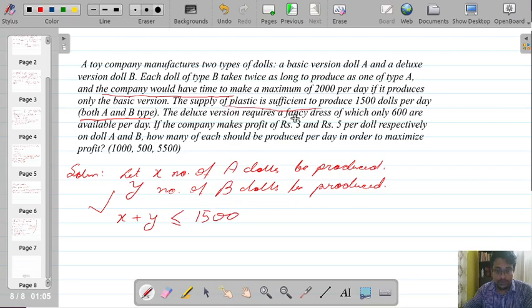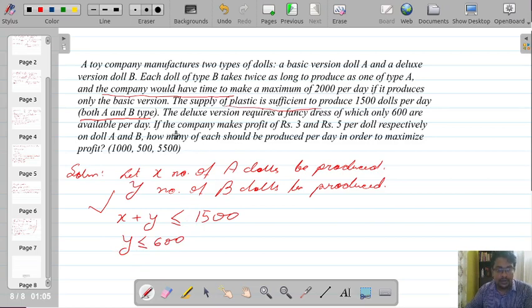The deluxe version requires a fancy dress of which only 600 are available per day. So that means the deluxe version cannot be more than 600 units, because it requires a dress also. Only 600 dresses are available, so you can make at most 600 dolls of type B. So y has to be less than or equal to 600.